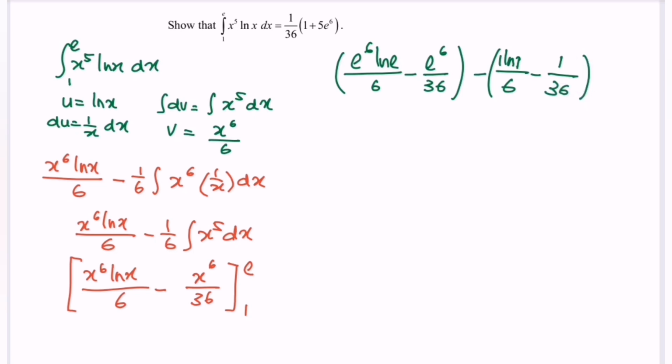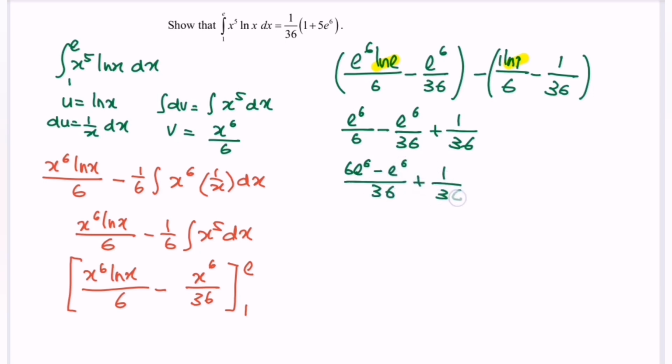Notice that this one becomes 0, minus 1 over 36. So kindly rewrite the situation. Here ln e will be 1, and here ln 1 will be 0. So we will have e to the power 6 over 6 minus e to the power 6 over 36 plus 1 over 36. Kindly equate the denominators. So we have 6e to the power 6 minus e to the power 6 over 36 plus 1 over 36. If we simplify, we will have 1 over 36 times the bracket 5e to the power 6 plus 1.